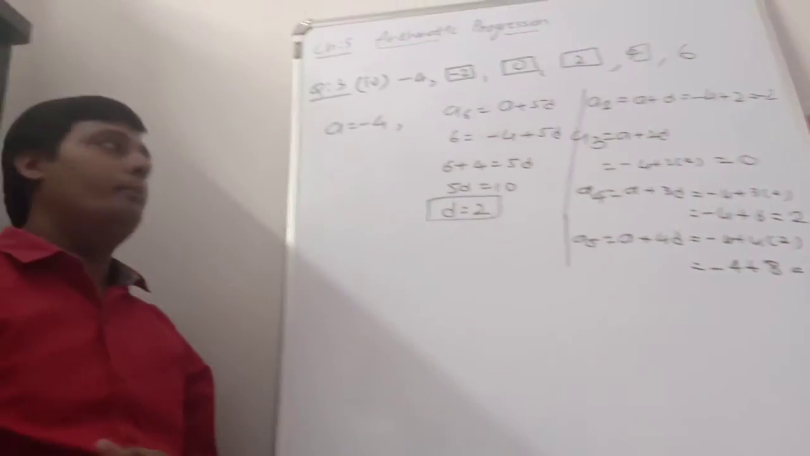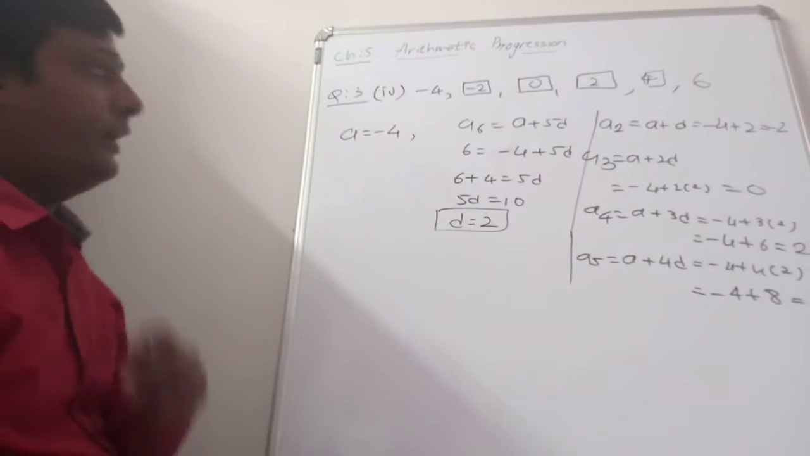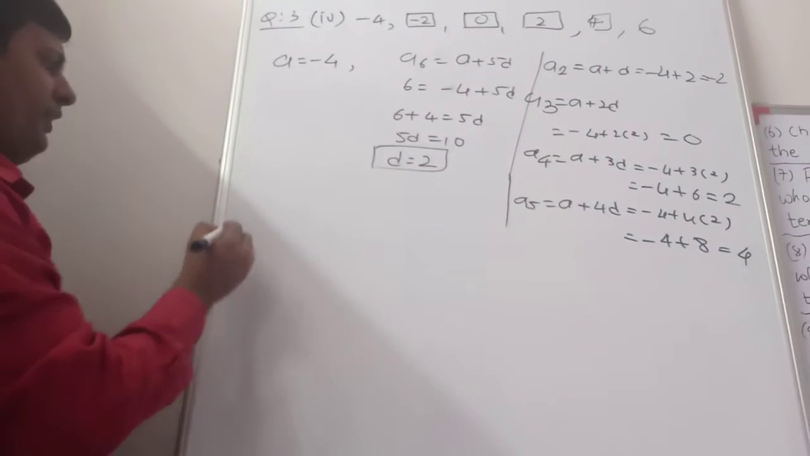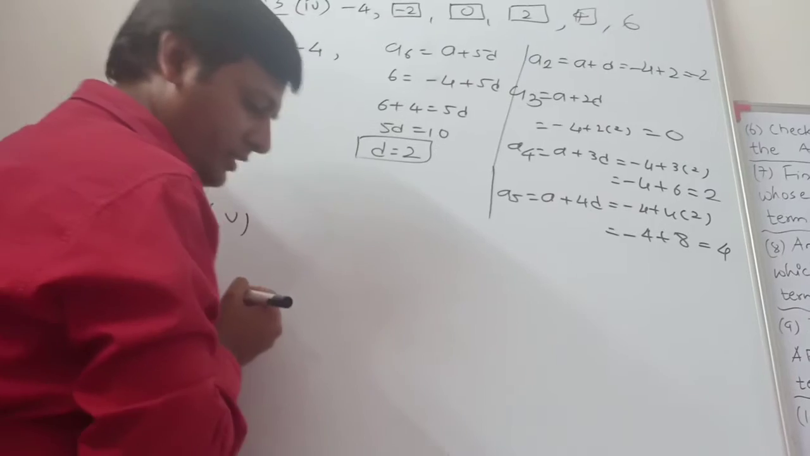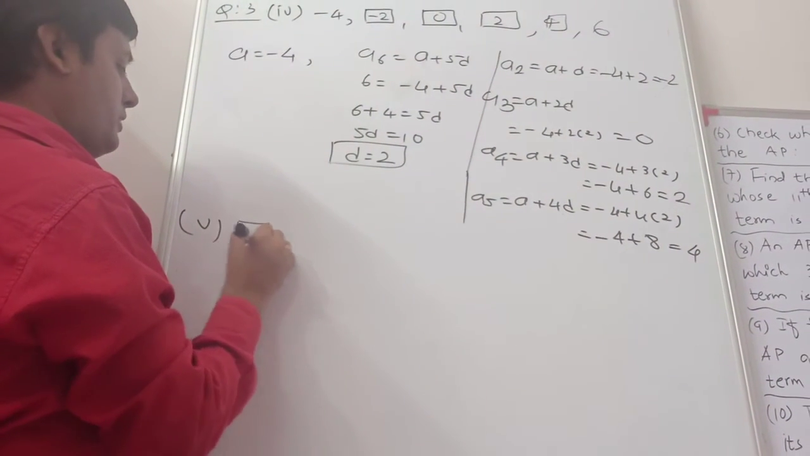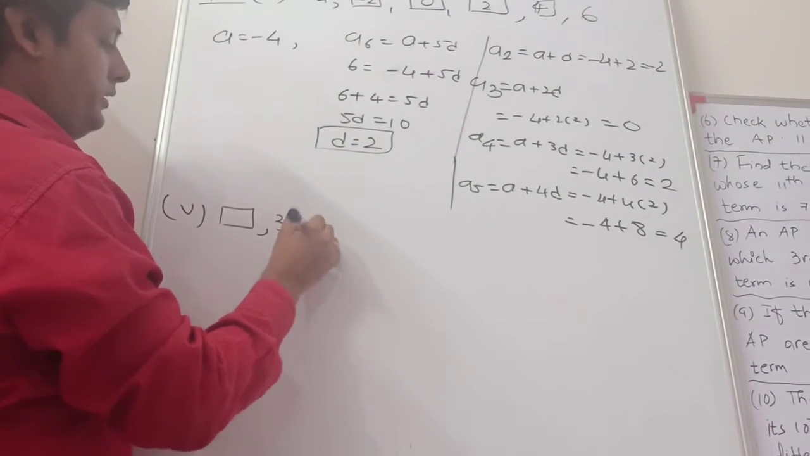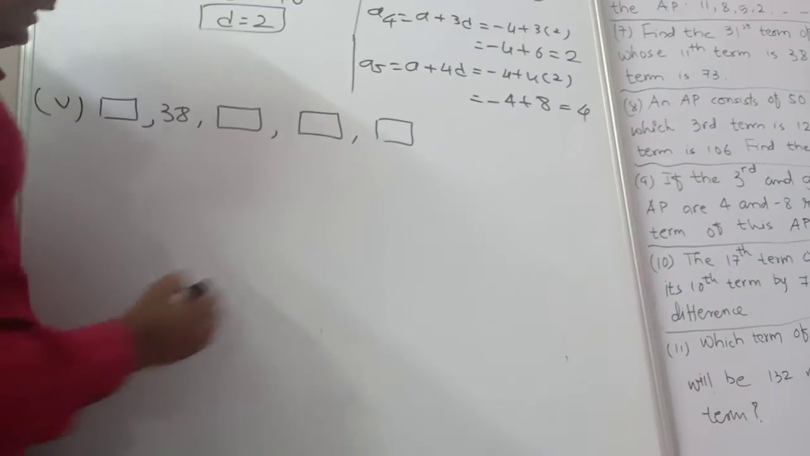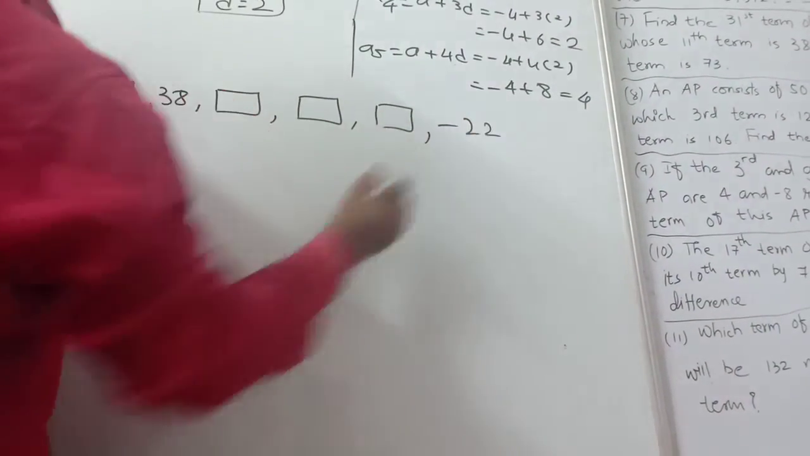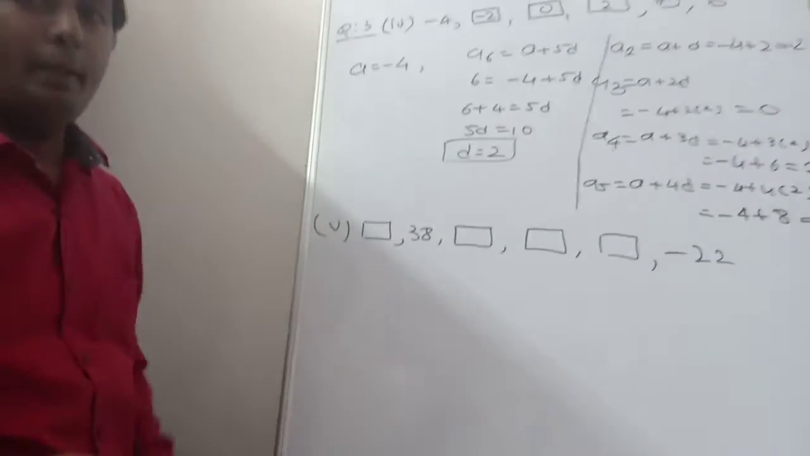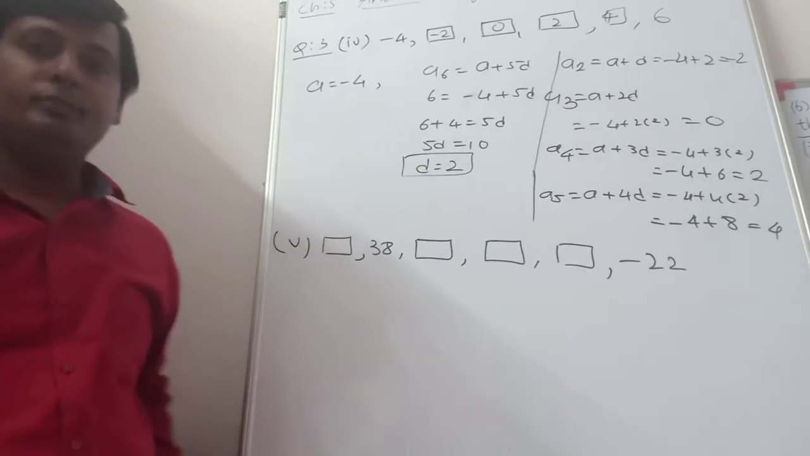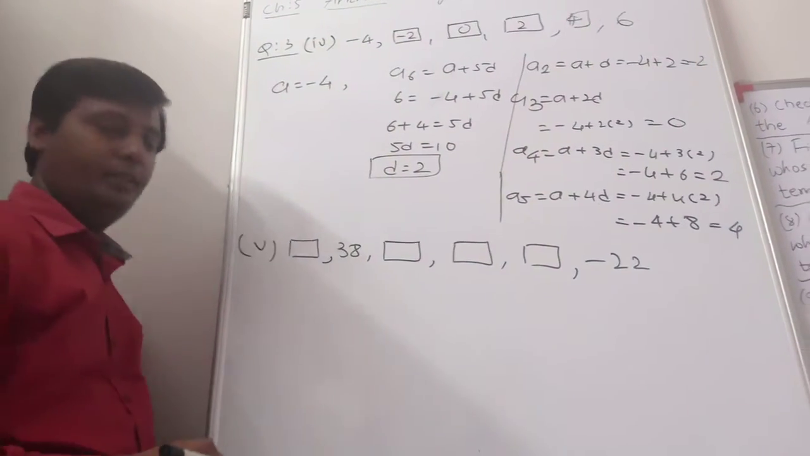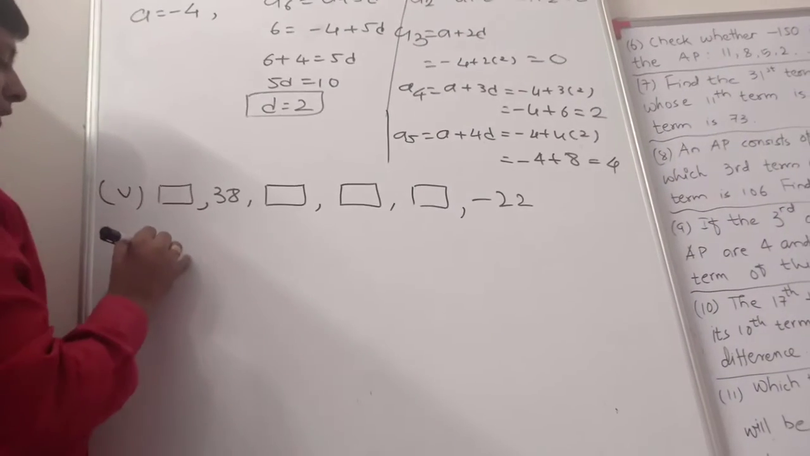So we find out all the missing terms. Understand? Okay. So similarly the same question of the 5. Just check it. Here we have first term, then 38, third term, fourth term, fifth term. And sixth term is minus 22. Clear?